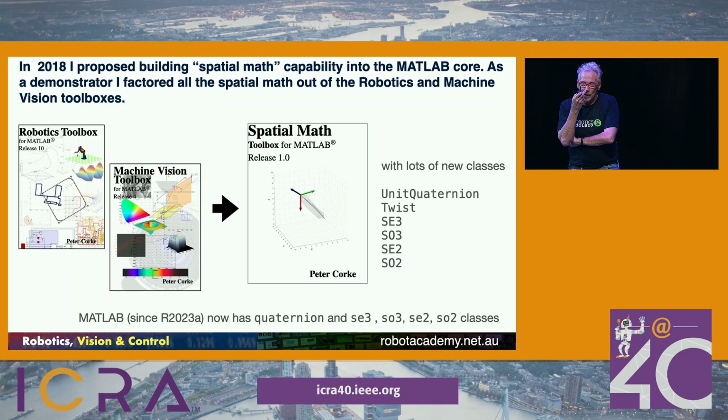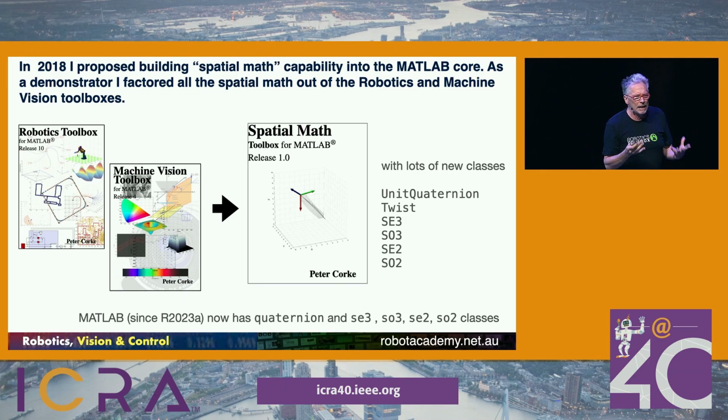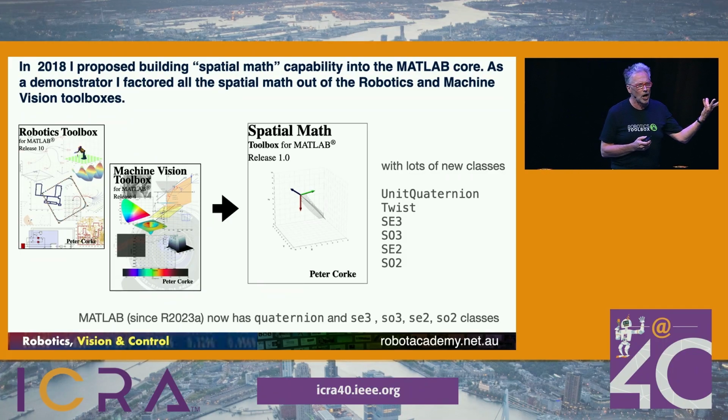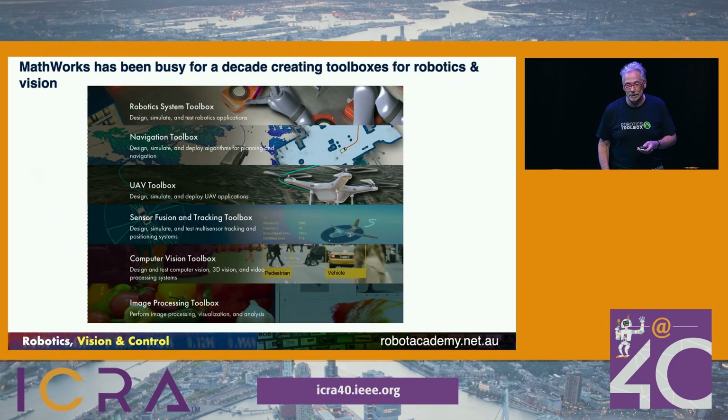During that sabbatical, I proposed to the MathWorks people that they should build into MATLAB representations for the things that we roboticists find useful: SE3 matrices, unit quaternions, twists and rotation matrices and all these things. They've gone part of the way along this journey. So there is now in MATLAB a quaternion type, and they have SE3, SO3, SE2, and SO2 classes now built into MATLAB. Some of them require that you buy special toolboxes to get them, but they are now built into MATLAB. So I feel I've had some influence in nudging them in that particular direction.